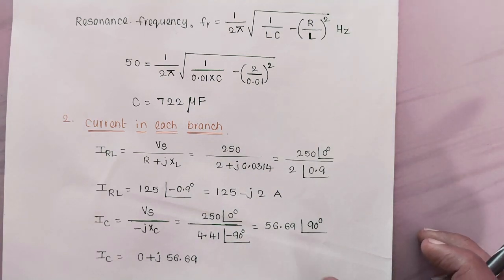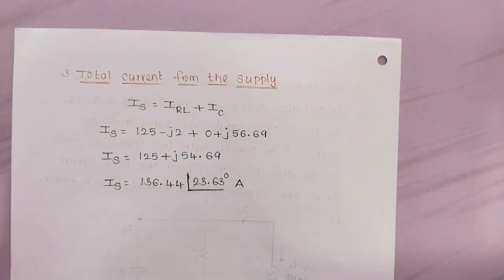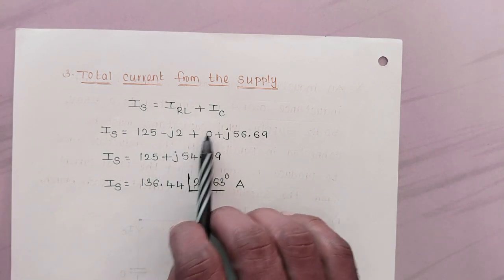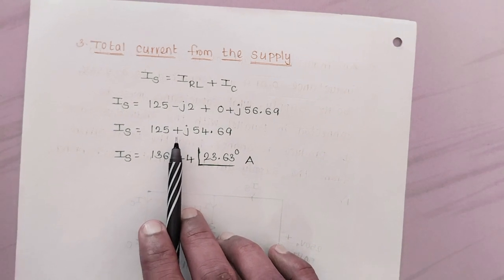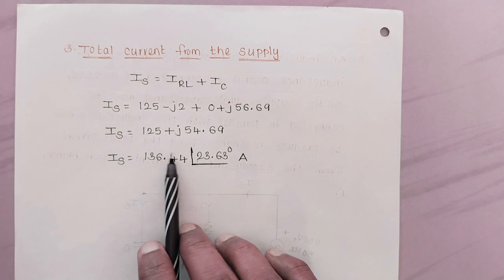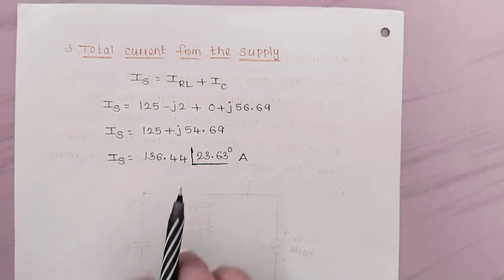So IRL plus IC is the supply current. The total current from the supply, Is, is equal to IRL plus IC. Adding those two currents, we get Is equal to 125 plus j54.69. So Is is equal to 136.44 at an angle of 23.63 degrees amperes. So that is the total supply current.